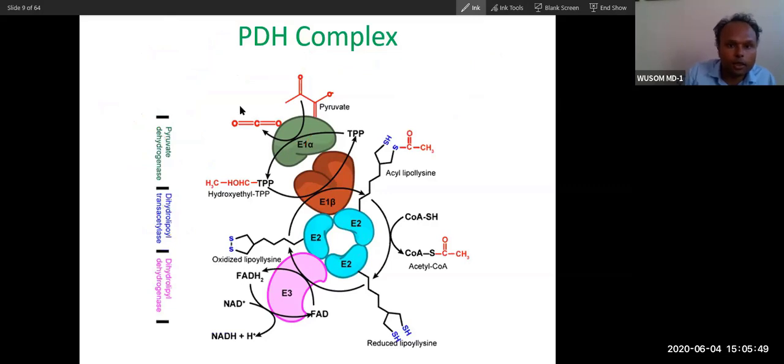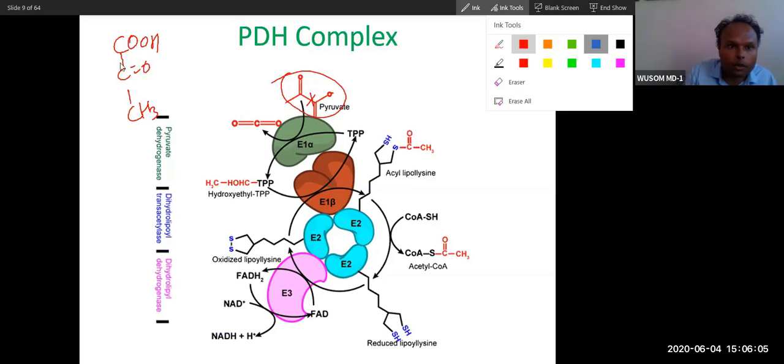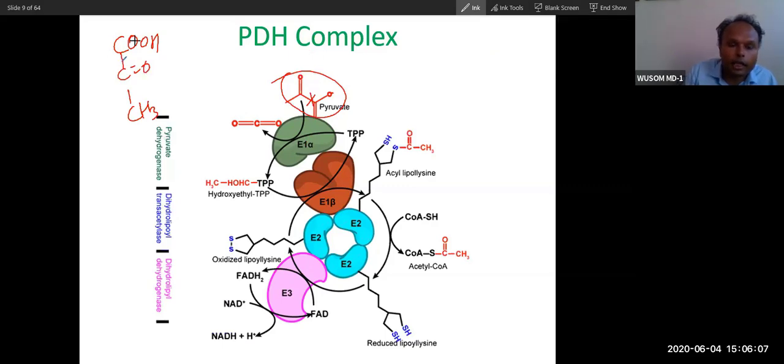Now, let's see this. You have seen this pyruvate here. This is pyruvate. The function of this E1 is what? To cut this bond, to chop this bond, and it will release CO2. So the function of E1 is this. Did you understand this? Yeah.